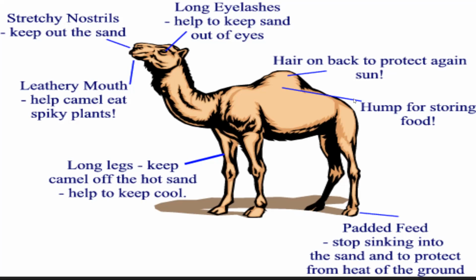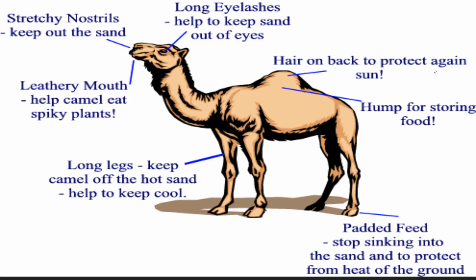Next is a hump. This is the hump for storing food. They can store water also, and food also, because they are not getting food and water for many, many days. They can store it in their hump.